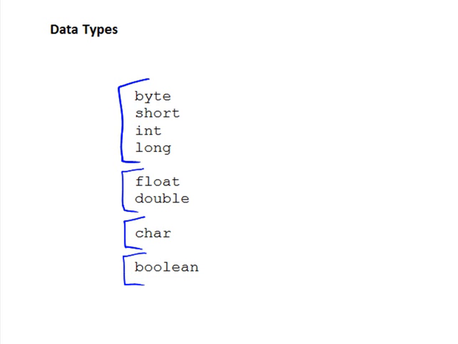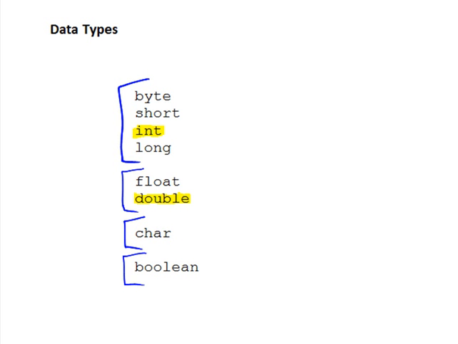Even though Java gives you all of these different data types, you'll find that most of the time you'll be using the int data type to store integers and the double data type to store floating point values. Occasionally you may use some of these other data types, but most of the time you'll be using ints and doubles.